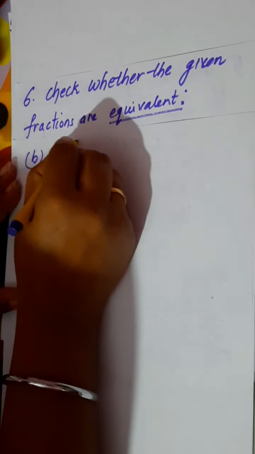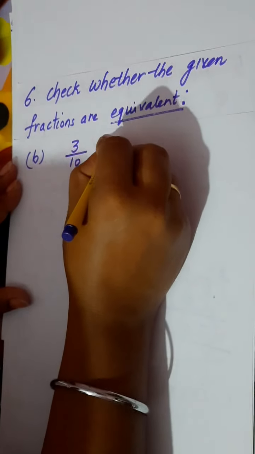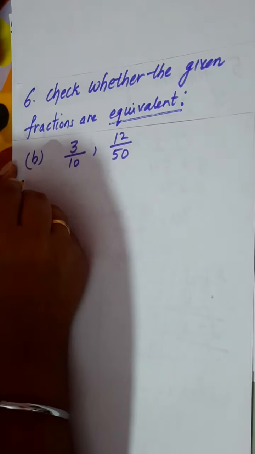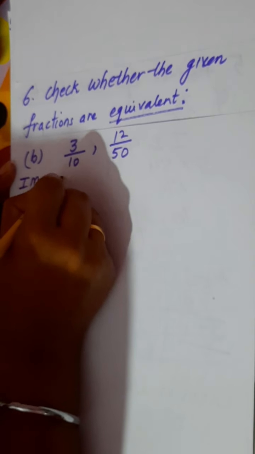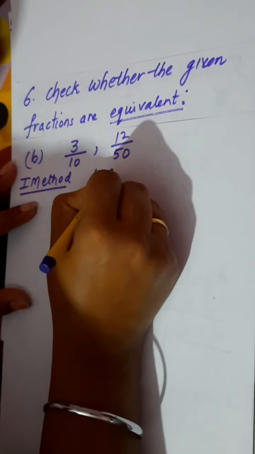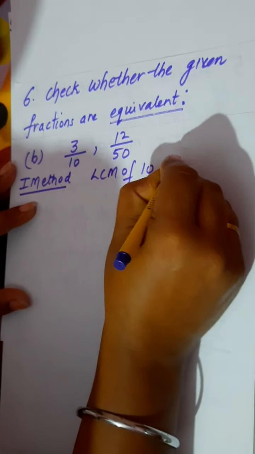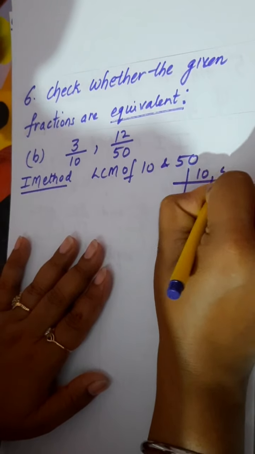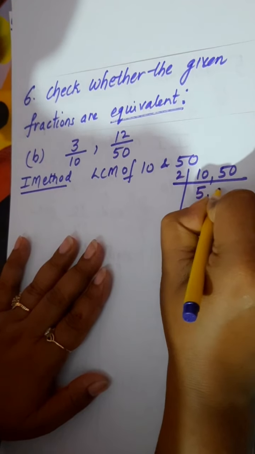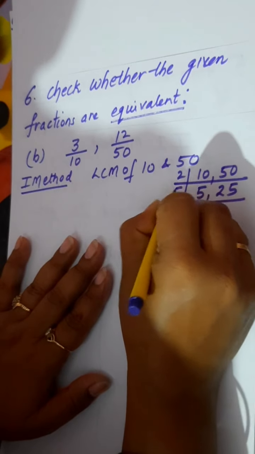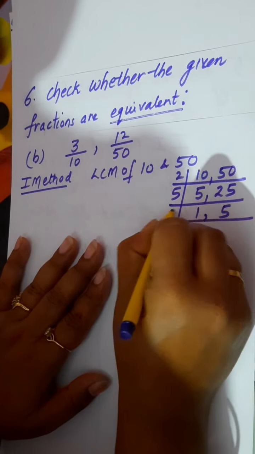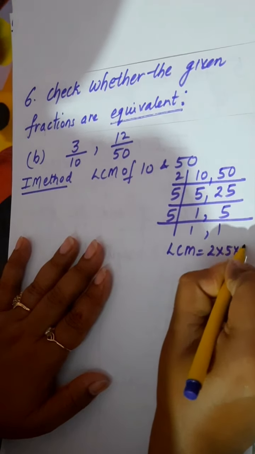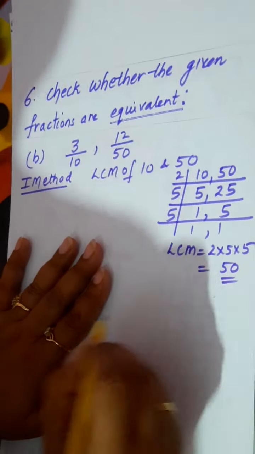We have B part, 3 upon 10, then we have 12 upon 50. In this I will solve by both methods. First method, you have to find the LCM of 10 and 50. When you find the LCM of 10 and 50, let's start from 2. 2 fives are 10, 25. Then 5 ones are 5. So here I have LCM 2 into 5 into 5. So my LCM is 50.